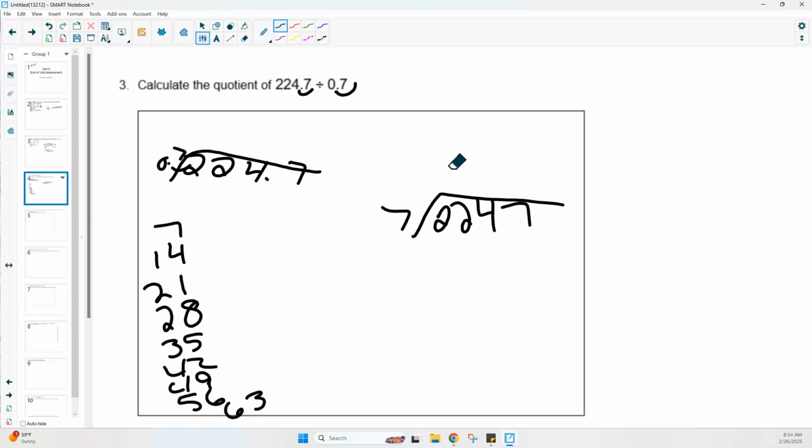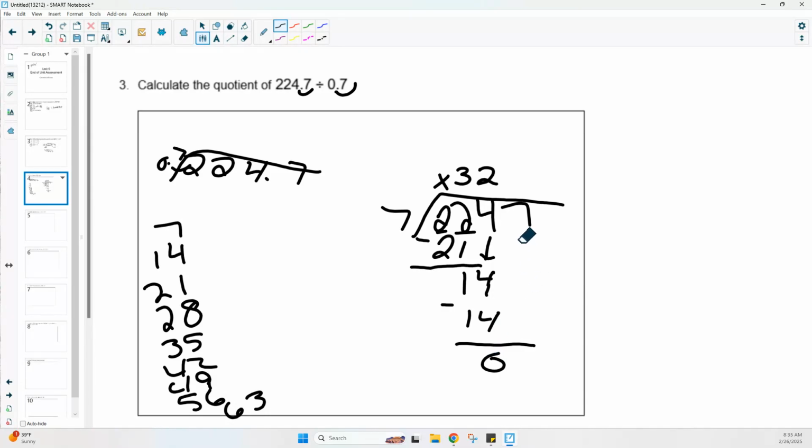Okay, how many 7s can fit into 2? 0. How many 7s can now fit into 22? That would be 3, because that would be 21. We cannot fit any more, or there would be too many. Next step is always subtract. 22 minus 21 is 1. Bring down the 4. Now I need to ask myself how many 7s fit into 14, which is 2 exactly. So I'm going to put a 2 up top. 7 times 2 is 14. Subtract, we get 0. We are not done though.